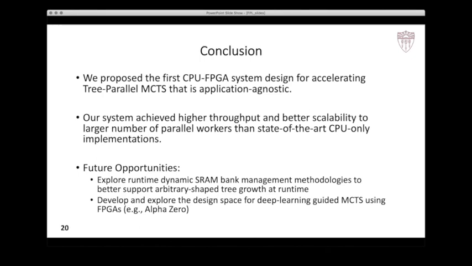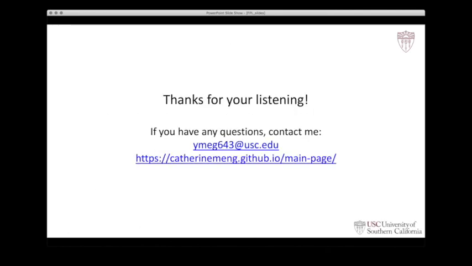Another direction is to develop and explore the design space for deep learning guided MCTS using FPGAs, for example, the AlphaZero algorithm.